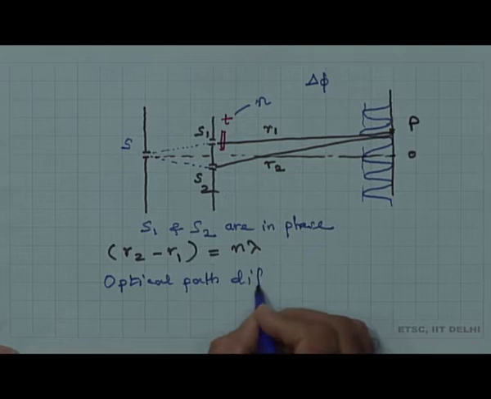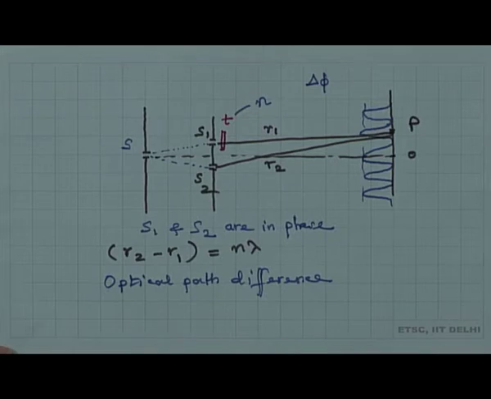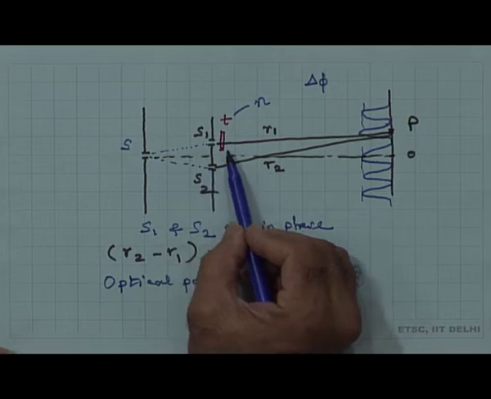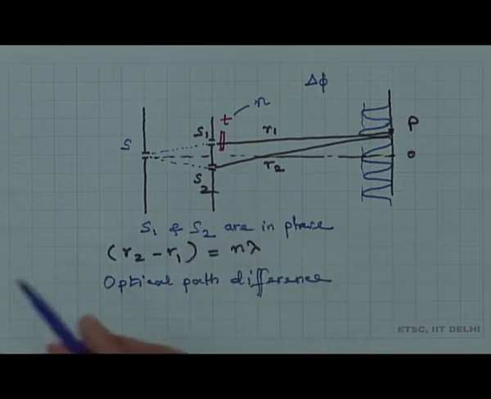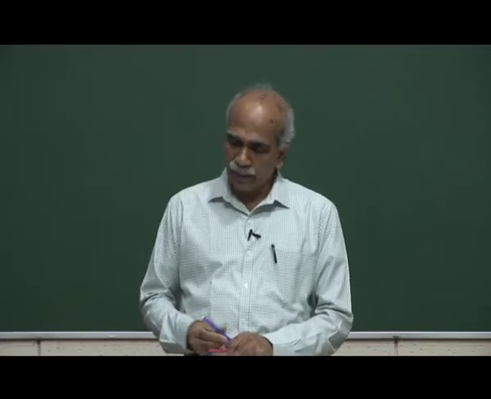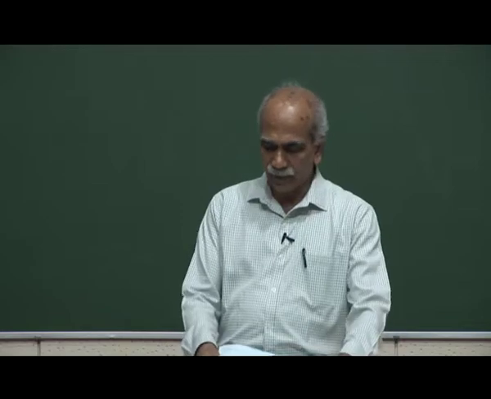Optical path difference will take into account the refractive index of the medium in addition to the geometric path difference between the two paths. The optical path difference will be different from the geometric path difference, because here there is another medium which has been introduced. So, we will discuss this particular issue in a little bit more detail, because this has some important applications. Let us see this carefully.